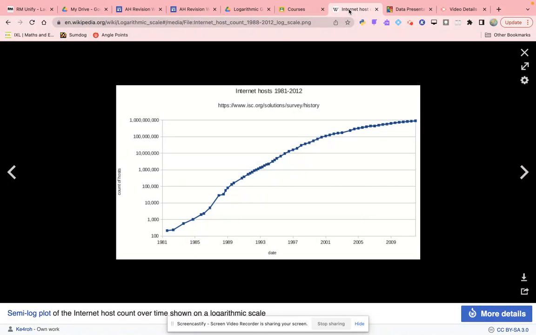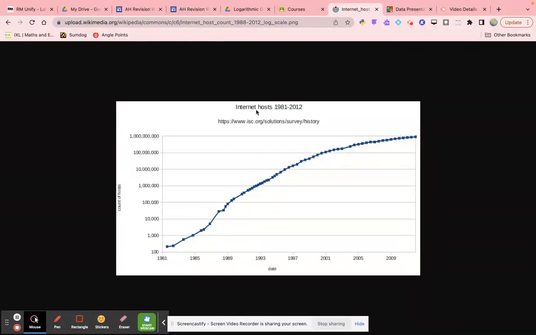graph here. This graph shows you the number of internet hosts on the World Wide Web in 1981 through to the year 2012. And what we can see is that back in 1981, there were a couple of hundred internet hosts in total on the whole planet. That's to be expected because it was literally a new invention at that point in time. Whereas if we go to the year 2012, we can see from the number over here that we have 1,000 million. So we have 1 billion internet hosts or web pages on the World Wide Web back in 2012.